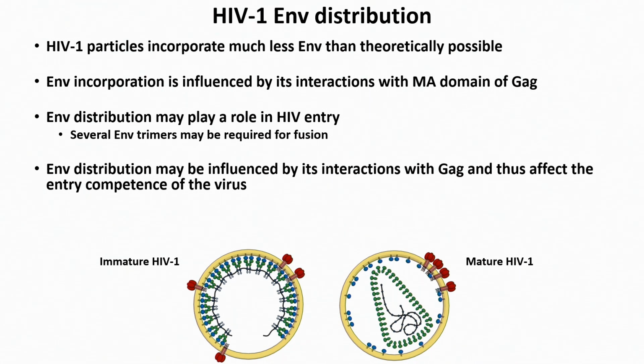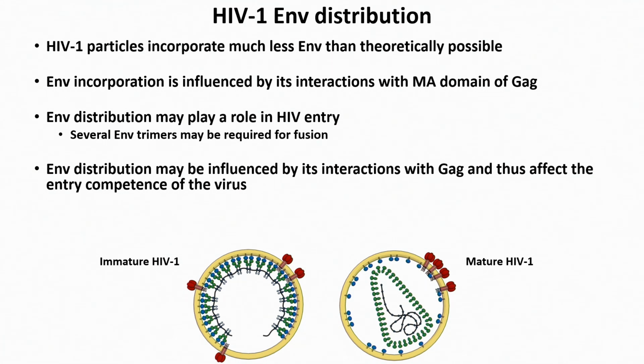So, a few basic points about this. At the time, not much was known about ENF incorporation or the role of ENF distribution in viral entry. The idea was that HIV incorporates a very small amount of ENF, much lower than would theoretically be possible, and ENF incorporation is influenced by interactions in the main domain of GAG. And it was known at the time that ENF distribution may be important for HIV entry, as at least in silico studies found that several ENF trimers were necessary for fusion. So the bottom line was that ENF distribution may be influenced by its interactions with GAG and thus affect the entry competence of the virus.